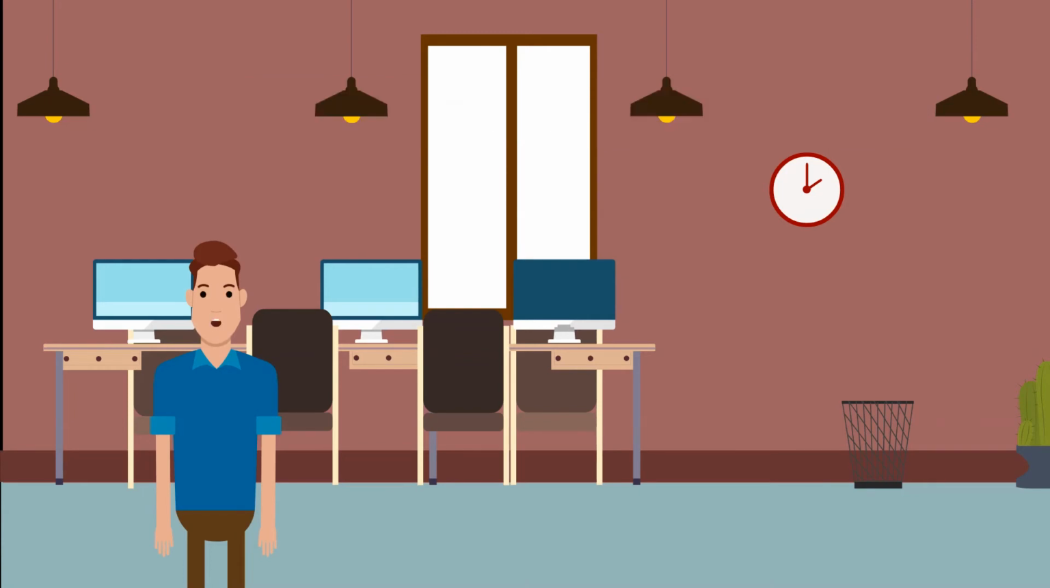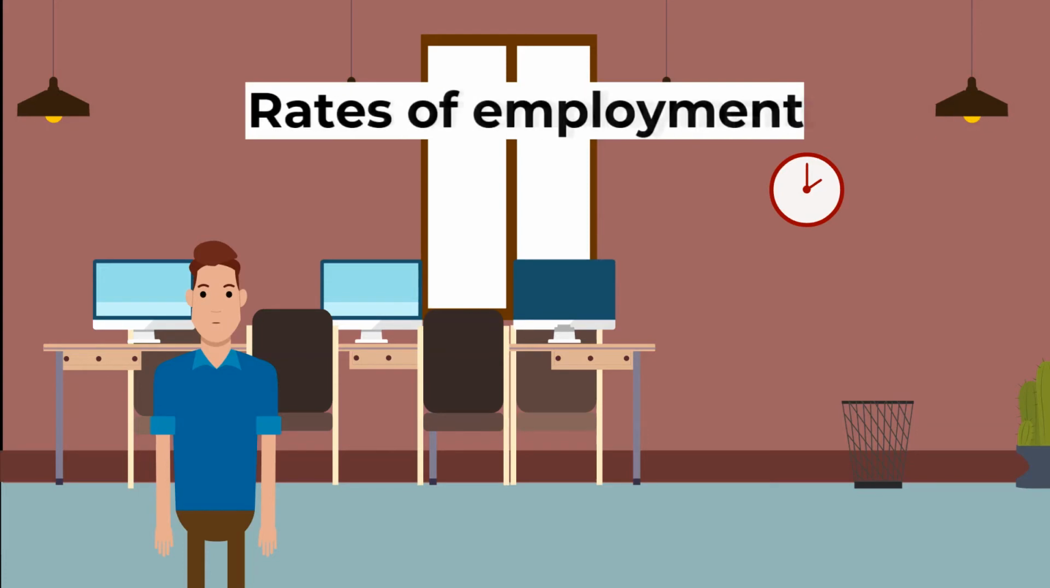People working part-time but would like to work full-time. Those on government training schemes who would prefer employment. People classed as sick or disabled. Those who aren't actively looking for jobs but would take a job if offered or are in education because they can't get a job. These are the hidden unemployed. Now let's look at the rates of employment.